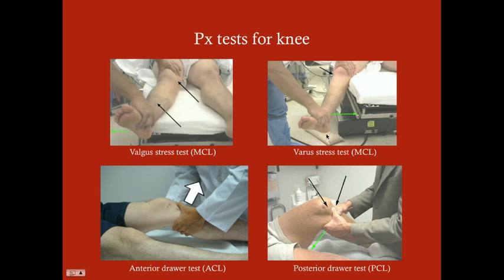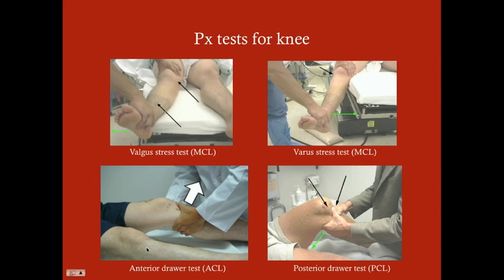Now the varus stress test tests the LCL. So this should say LCL down here. For the varus stress test, you're doing the exact opposite. Again, you're stabilizing the knee, but here you're pushing inward. So you're putting varus force on the knee, and this is testing the LCL.